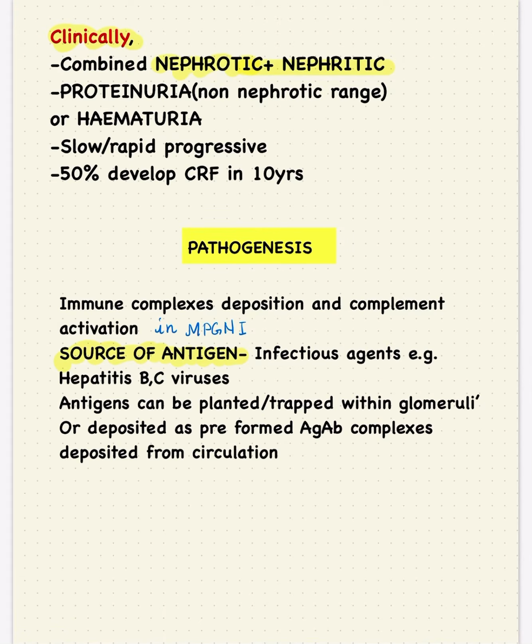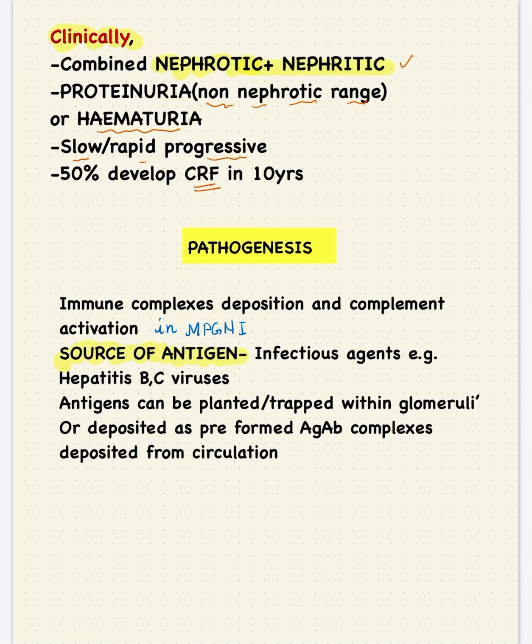Now clinically, the MPGN presents as nephrotic syndrome, and sometimes hematuria is also associated. So it has got a mixed nephrotic and nephritic picture. The proteinuria is generally non-nephrotic range, although when the disease becomes progressive it can be of nephrotic range, and along with that you can see hematuria. So a combined nephrotic and nephritic picture can be seen. The disease is seen in children as well as adults, and it is slowly or rapidly progressive, and it progresses to chronic renal failure in about 50% of the patients within 10 years.